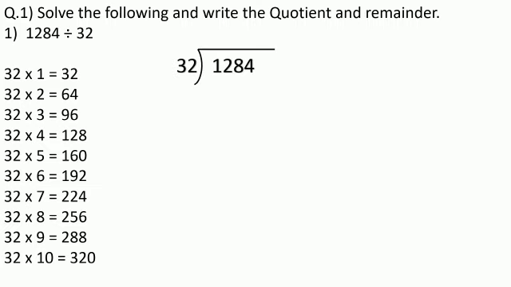Similarly, you will do the single multiplication of each number. Like you will multiply 32 by 3, then 32 by 4, then 32 by 5, then 32 by 6, then 32 by 7, then 8, then 9, and then 10. In a similar way you will multiply the single number, and then you will get the whole table, from 32 ones till 32 tens. Okay, the whole table you can get.